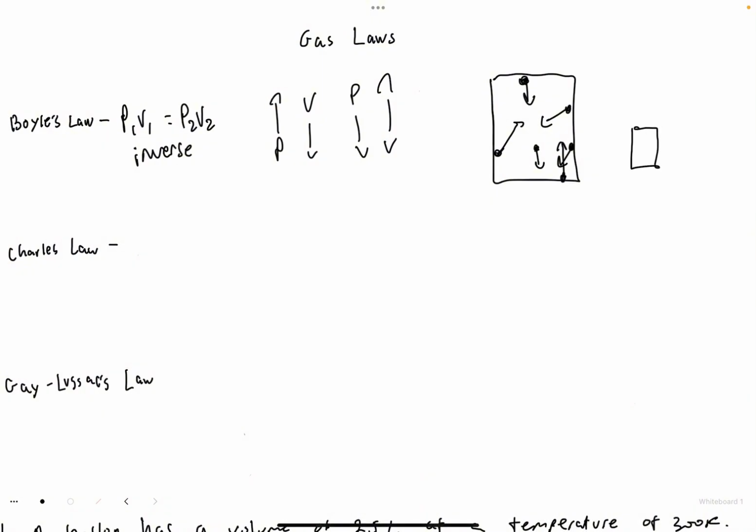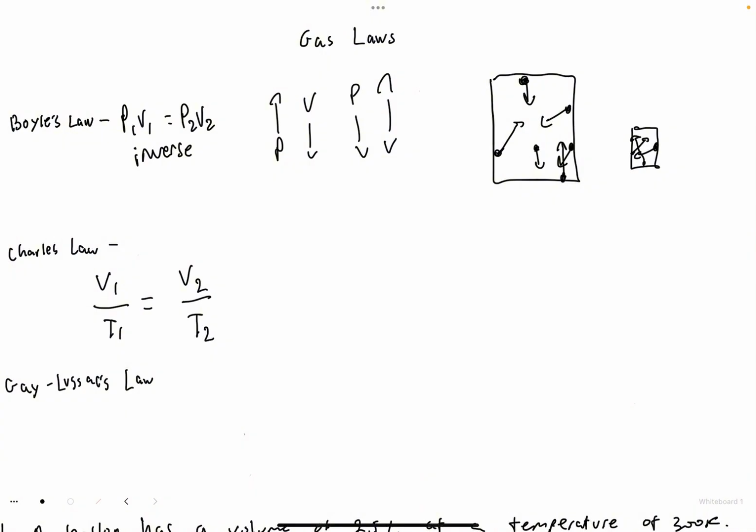Now, when you have a smaller volume, it's so much easier to collide with another particle, and that's where pressure comes in. Pressure is the collisions, and this smaller volume makes it incredibly easy for collisions, so it would have a higher pressure.